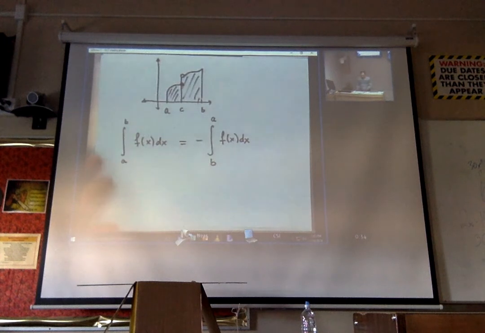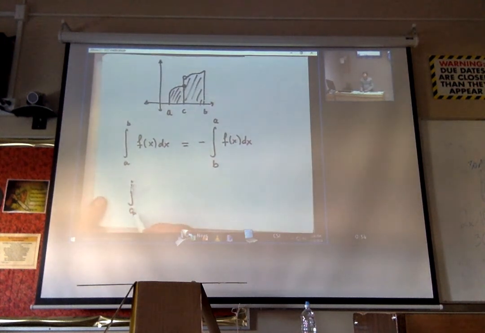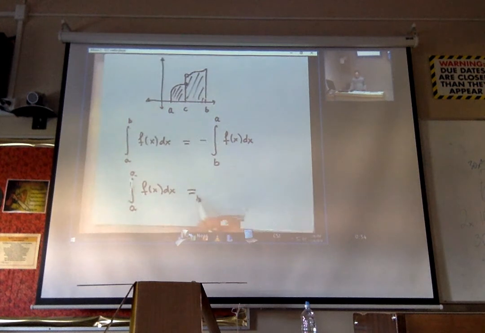The next property we have is this: integral from a to a of f of x dx. Can you tell me what this is? What's the value?